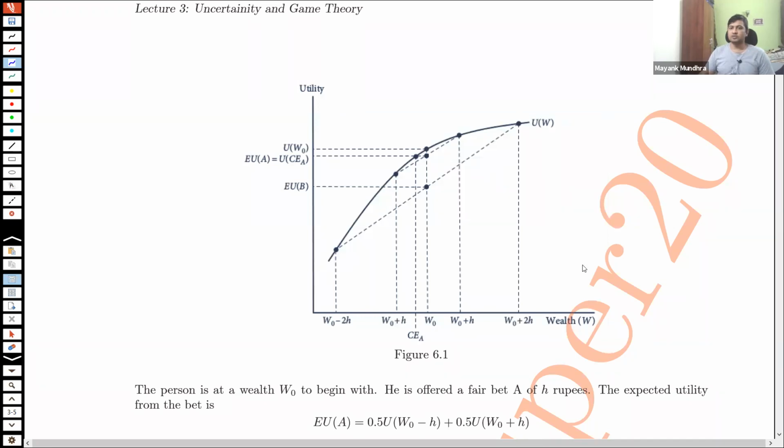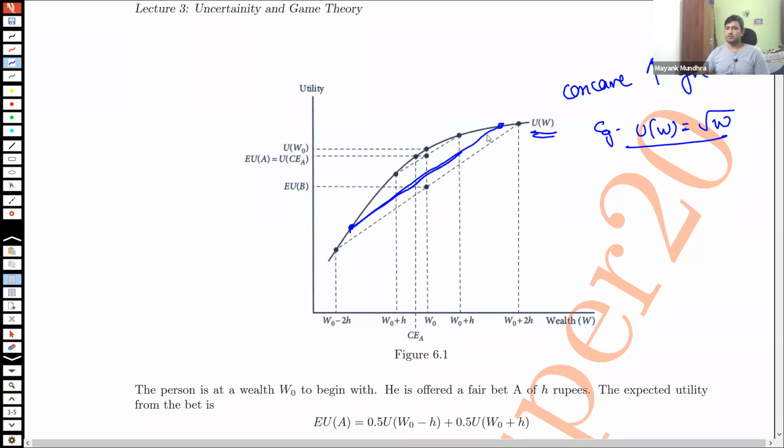So assume that this dark line represents the utility of a function from the wealth that it holds, and it's a concave increasing function. An example most probably used is utility from wealth equals under root W, which is a concave and increasing function. Concave implies that when you connect any two points on the curve, the line segment lies completely below the curve.